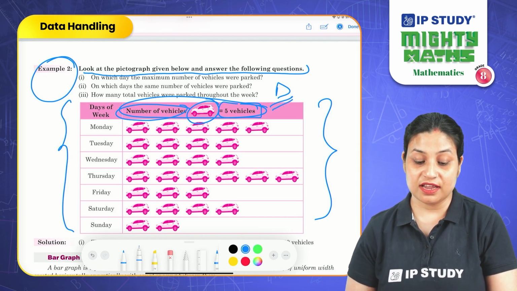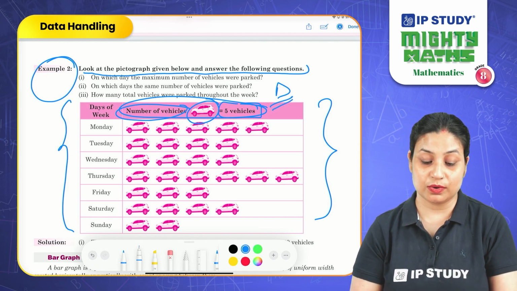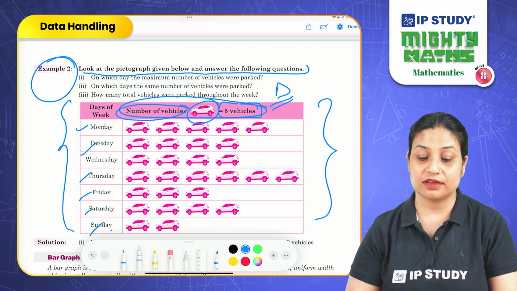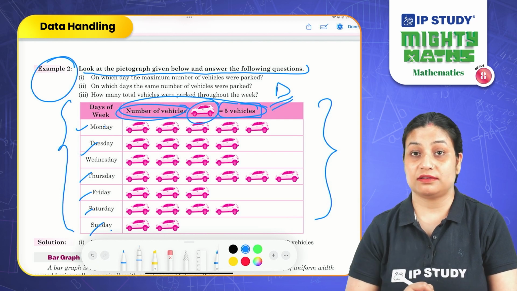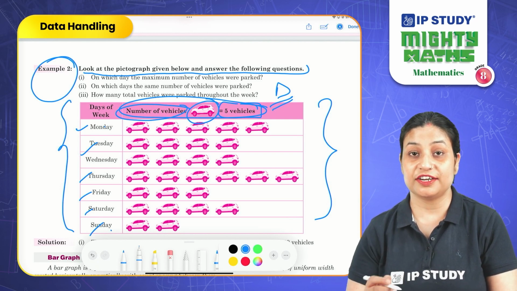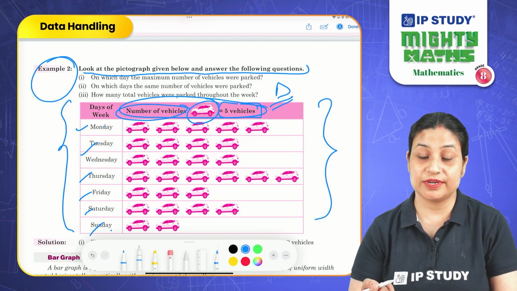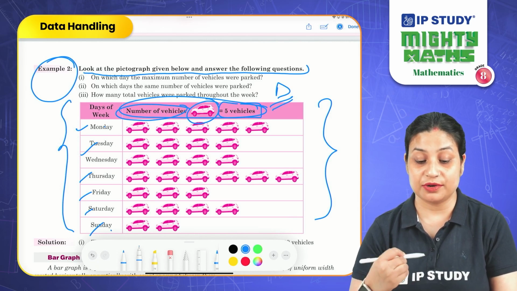We have the days of the week given here from Monday to Sunday. So how many vehicles are parked? It is something related to that only. So let's read the question together and try to solve it. Try to answer the question.